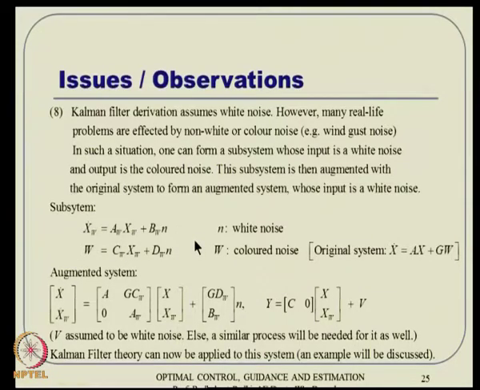I showed an example already before. You have a transfer function, or some sort of small state space model, for which you take the input as white noise and the output as the actual colored noise that you are expecting. Then you augment these two together, and you will get what you really want.